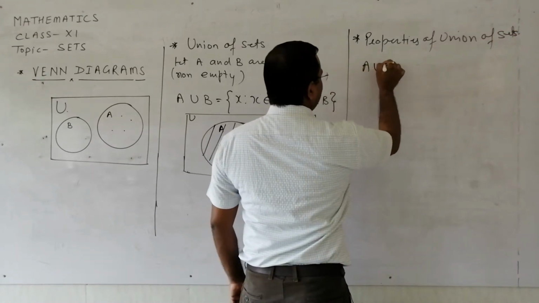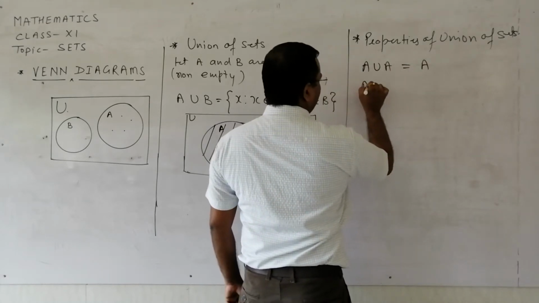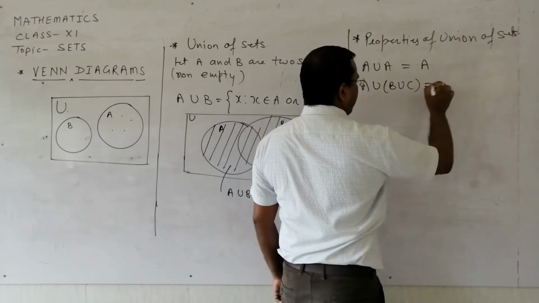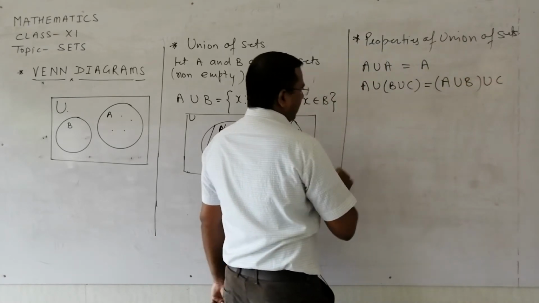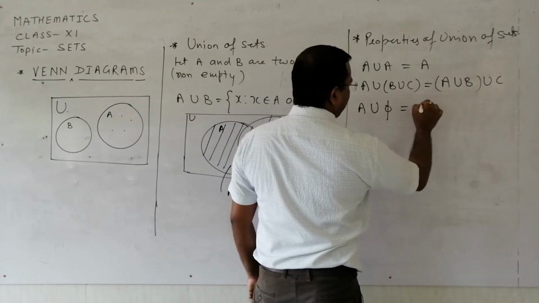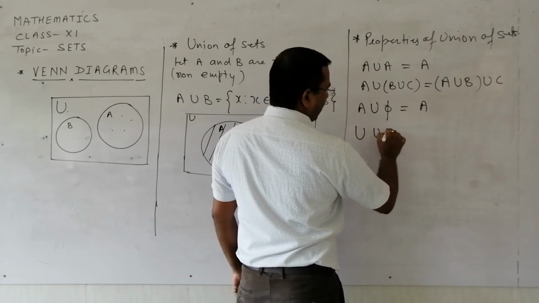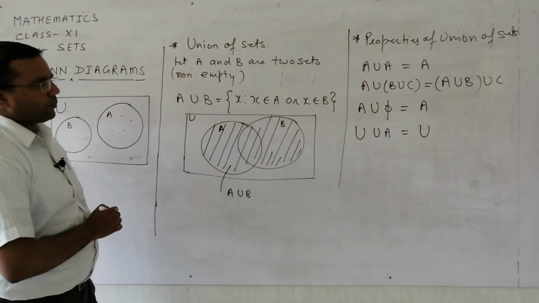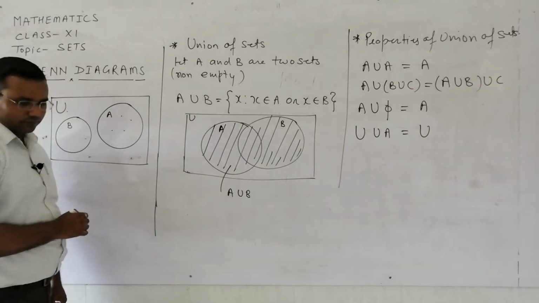Like we know A union A is equal to A. At the same time, A union B union C will be equal to A union B union C. If we are finding A union phi, then it will be equal to A, and if we are finding universal set union A, then it will be the universal set. So these are certain properties you will have to keep in your mind for the union of two sets.